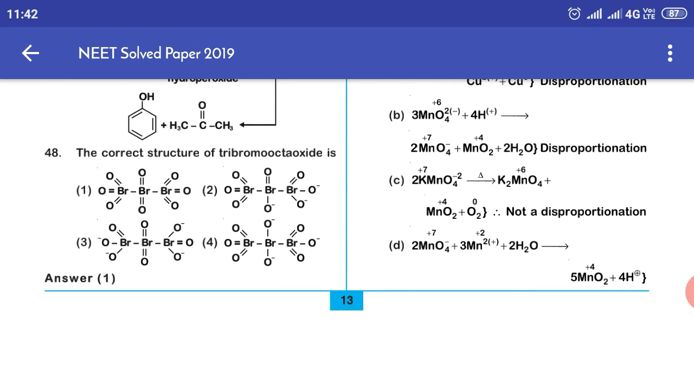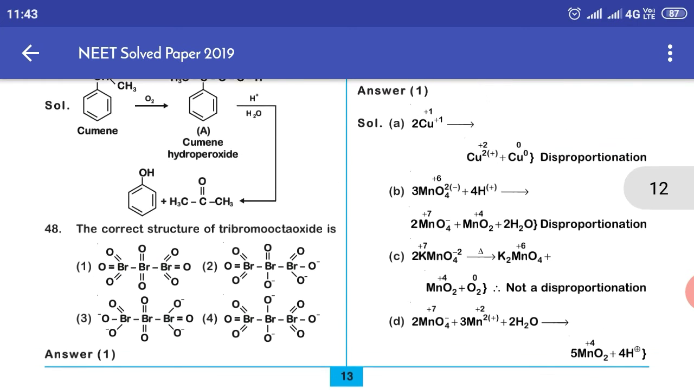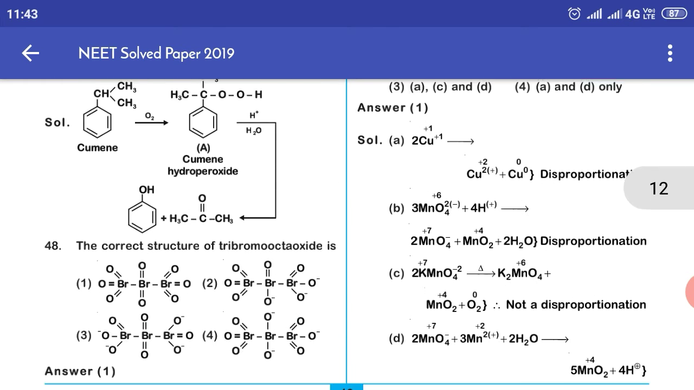Manganese has plus 7 oxidation, here manganese has plus 4. Plus 7 to plus 4, a decrease in oxidation number, so this is a reduction reaction. Another manganese has plus 2 to plus 4, an increase in oxidation number, and it is also an oxidation reaction. So we can compare only one element or ions of the reactant. So here 2 are there, so this is not a disproportionation reaction. So only A and B are the correct answer.